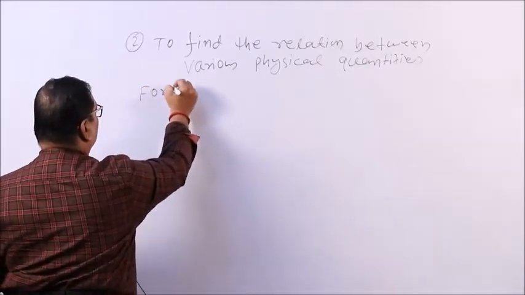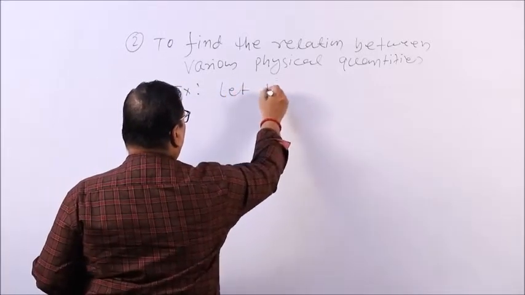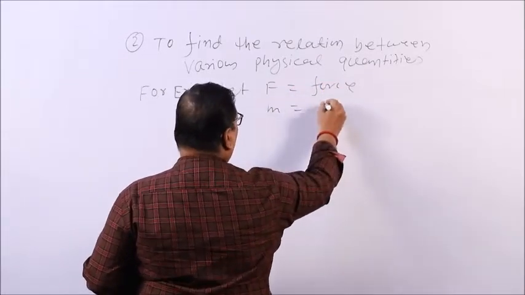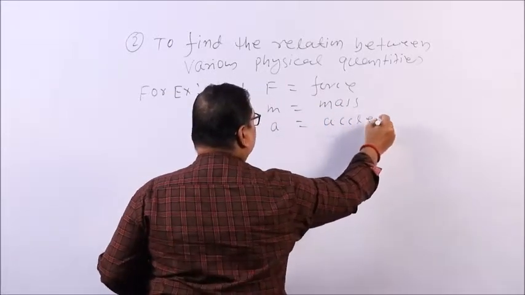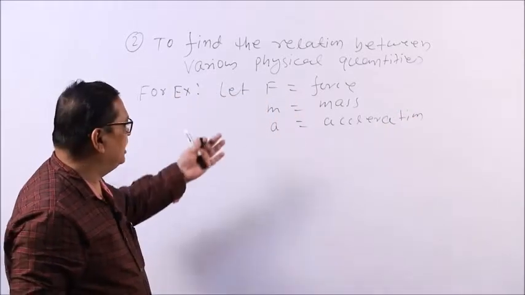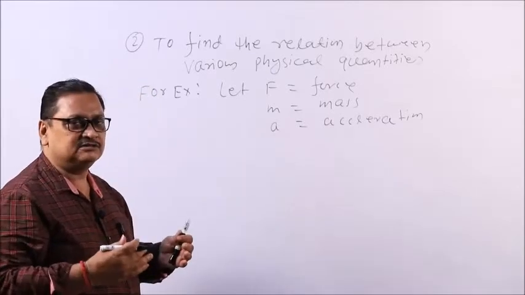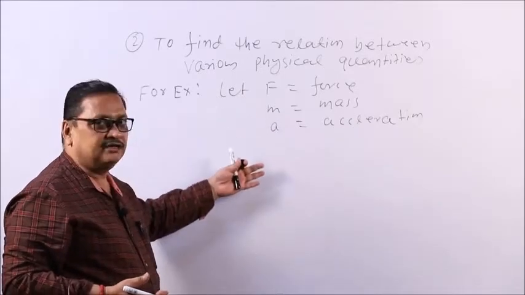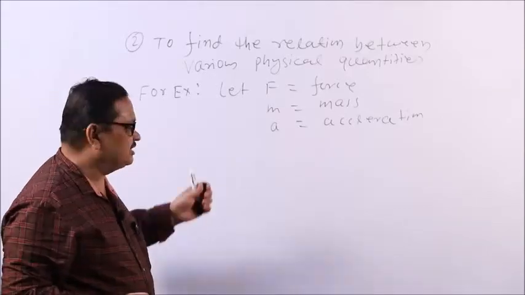So, now we will take an example. Suppose let F equal force, m equal mass, a equal acceleration. Suppose we do not know the relation between F, m and a, force, mass and acceleration. We have to find the relation between force, mass and acceleration, whether it will be F equal to ma, or F equal to m by a, or F equal to a by m. We will just check it using dimensional analysis.